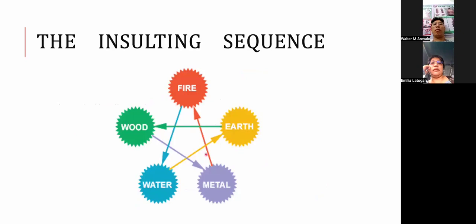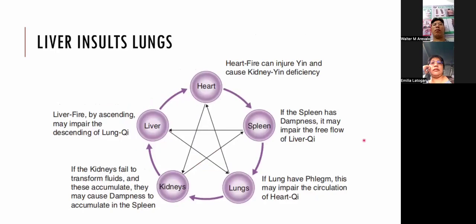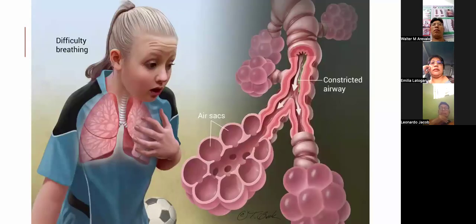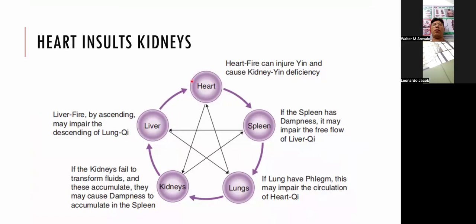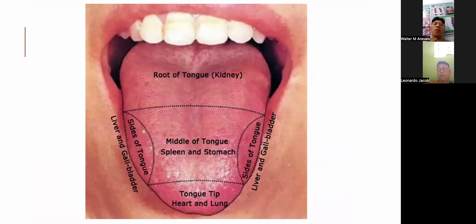These relationships along the insulting sequence also appear in pathological conditions. The liver insults the lungs. Liver qi can stagnate upwards and obstruct the chest and breathing. Liver fire may also obstruct the descending of lung qi and cause asthma. The heart insults the kidneys. Heart fire can infuse downwards to the kidneys and cause kidney yin deficiency. Key characteristic symptoms of kidney yin deficiency are sweating and back pain.